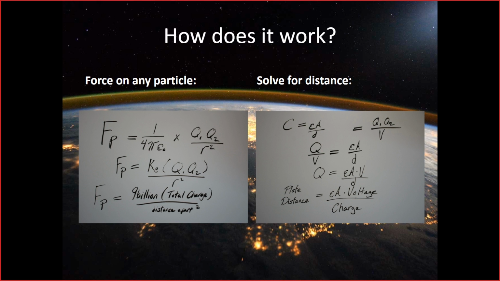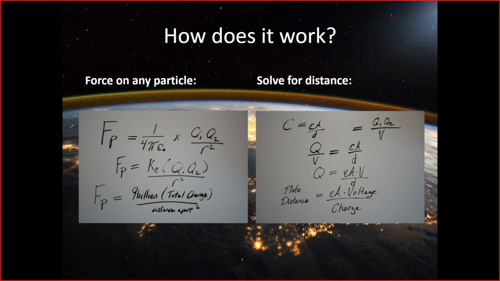Here are the two basic ideas that we're going to use and the formulas that go with them. The force on any given particle, that's basically the math to describe it. Ke is just a constant. Q1 and Q2 are the total charges between the two coulombs, and the distance between them squared. So it's the R-squared law. It's identical to the gravitational formula, except G takes the place of K, and the M's take the place of the Q's. Otherwise, it's the same.